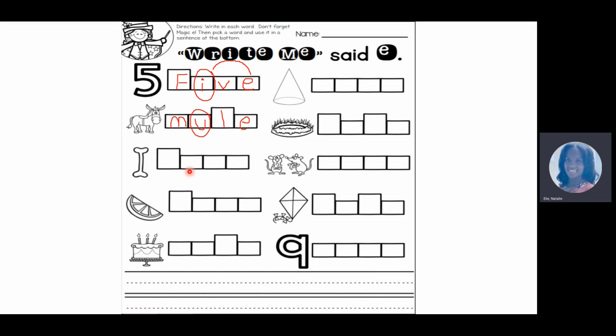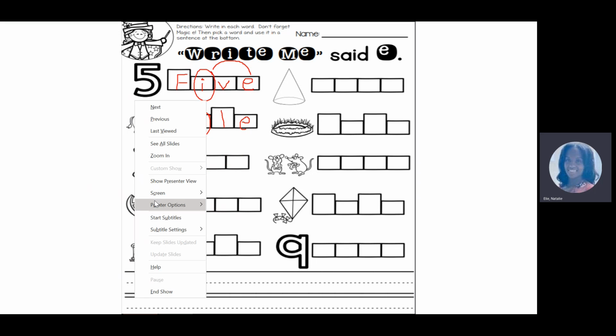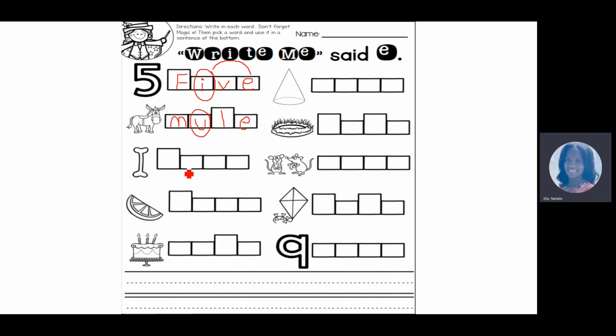B, O, N. Bone. I only hear 3 sounds, but there are 4 boxes because of that magic E. Let's write our next word. B, O, N. Bone. I know there's a magic E because that vowel O is saying oh. So it's having to get some powers from somewhere, and it's getting its powers from that magic E.